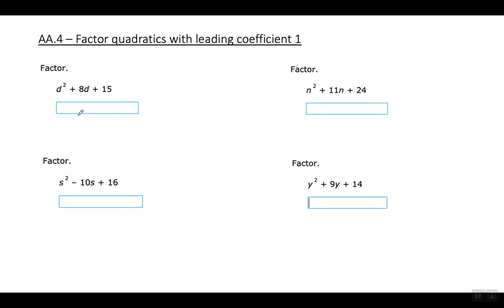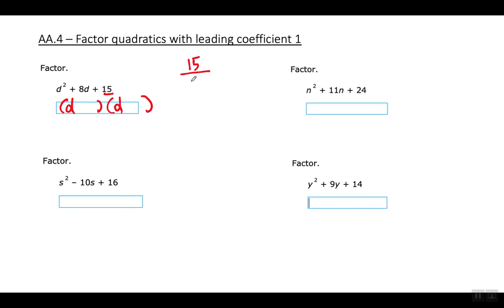If you don't know your timetables well, then it's going to become a lot tougher than it should be. All right, so again, I start by putting the two parentheses. At the beginning of both, I'm going to put the variable D. Now I need two numbers that when I multiply, give me 15, but when I add them, give me 8. And by the way, I haven't done this yet because the problems have been pretty simple so far.